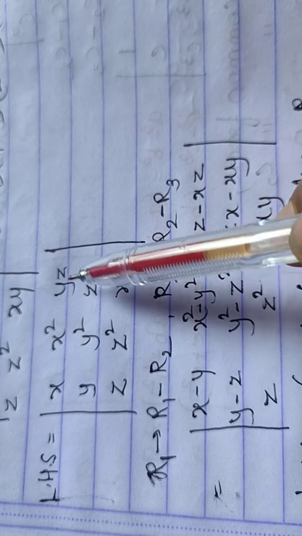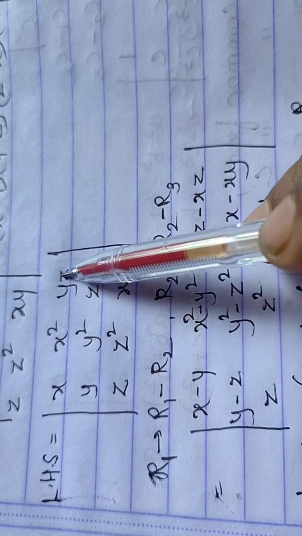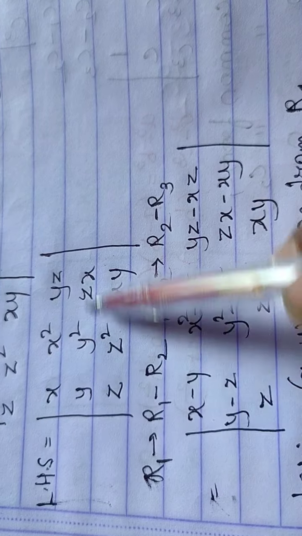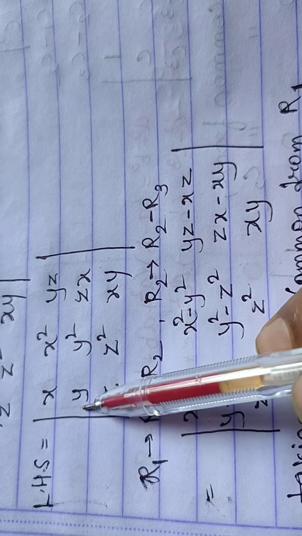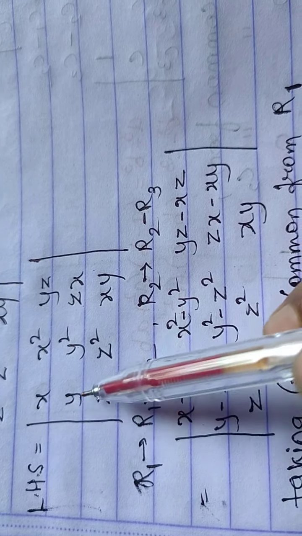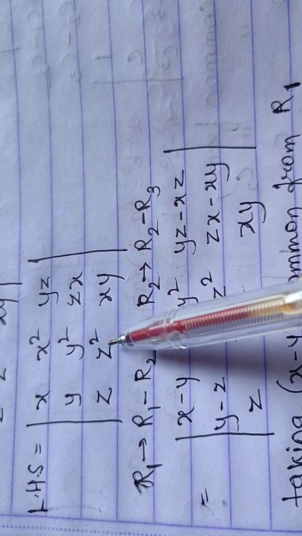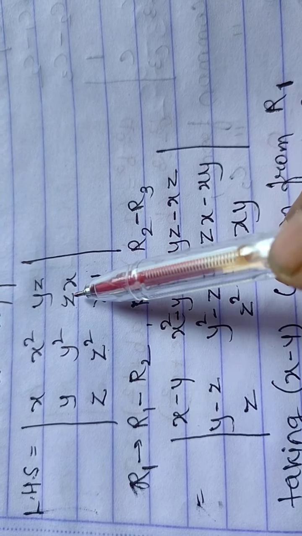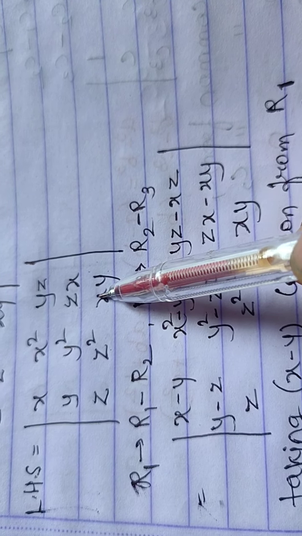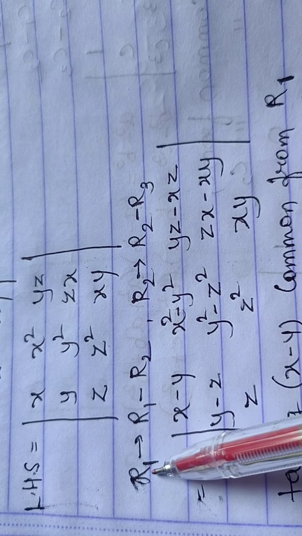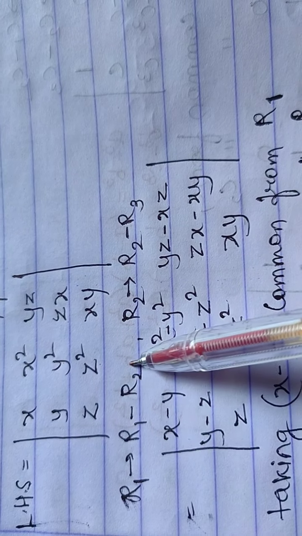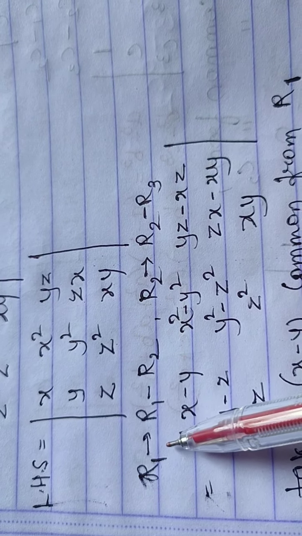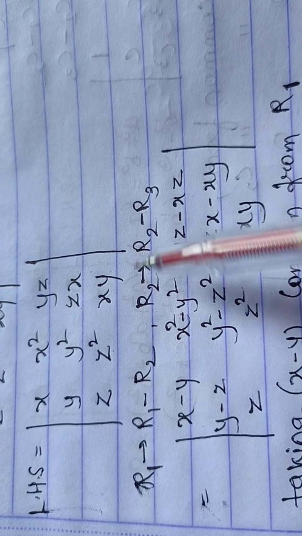We can apply the formula. Yz minus zx, we can take z common. Similarly r2 changes to r2 minus r3. When we do r2 minus r3, we'll get y minus z here, then y square minus z square and zx minus xy. Here we can apply the formula again, and here we can take x common. So our row transformation will be r1 changes to r1 minus r2, then r2 changes to r2 minus r3. In the same step we can do both the row transformations.